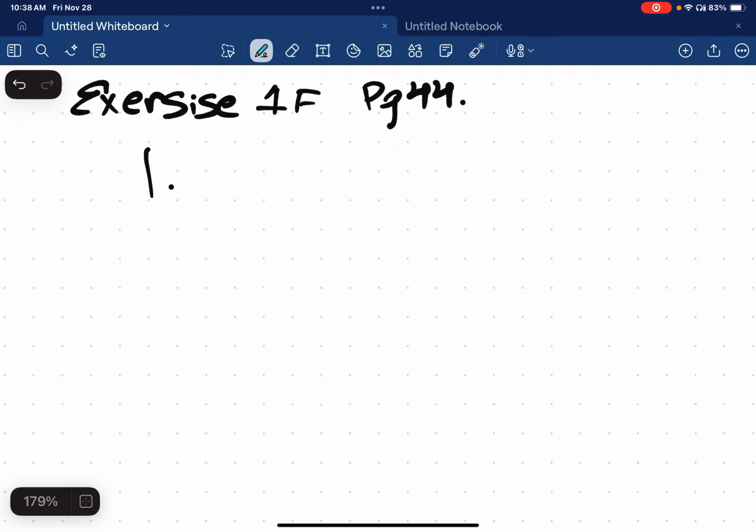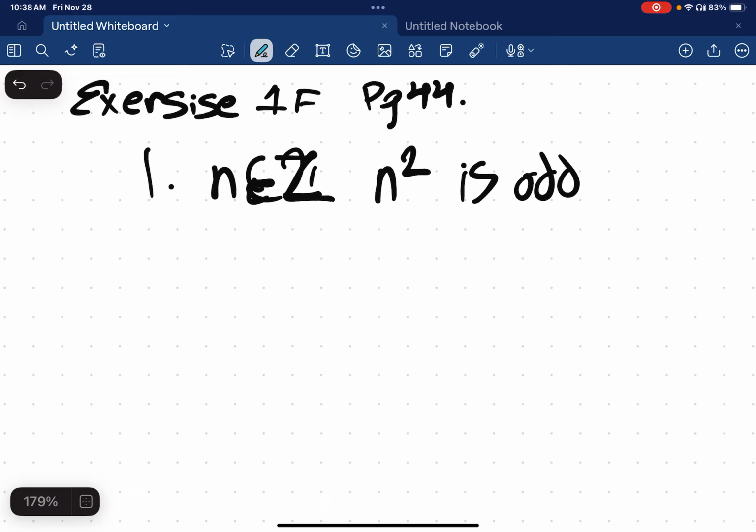Question 1 asks us to prove that for n, which is an element of the integers, if n squared is odd, then so is n.